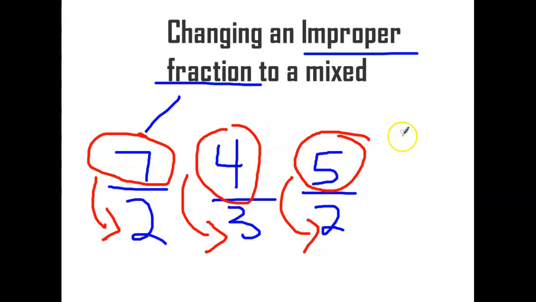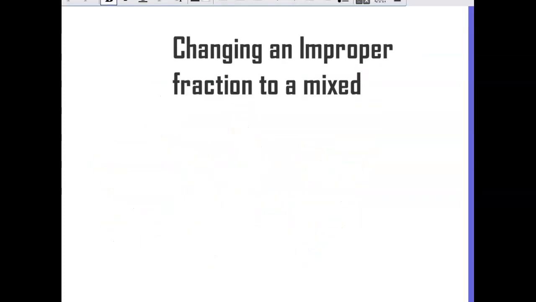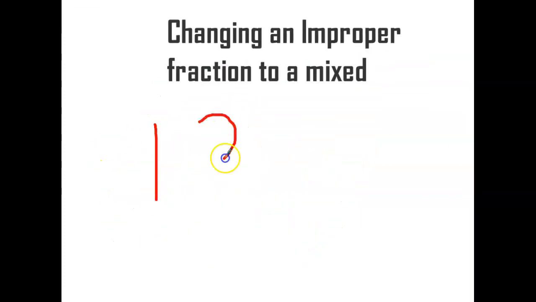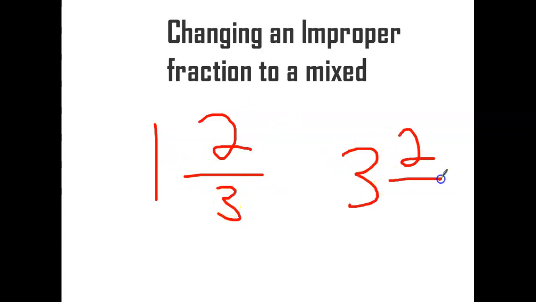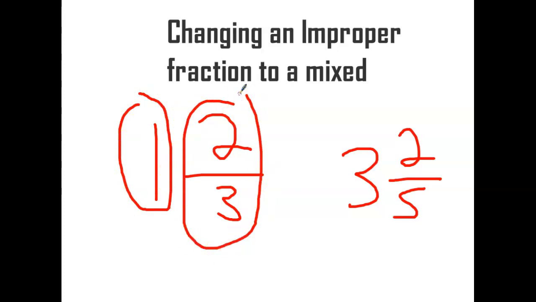And so we're going to change our improper fractions into a mixed number. So what is a mixed number? Remember, a mixed number is anything that has a whole number and then a fraction combined. So a whole number, then a fraction, is a mixed number. So that's what we're going to do today. Try to change an improper fraction to a mixed number.